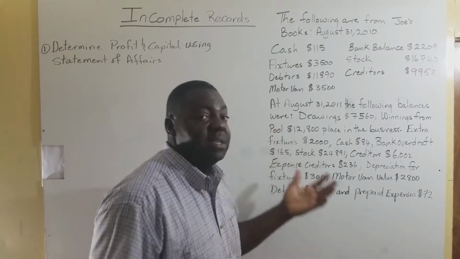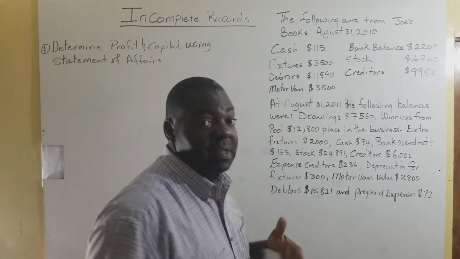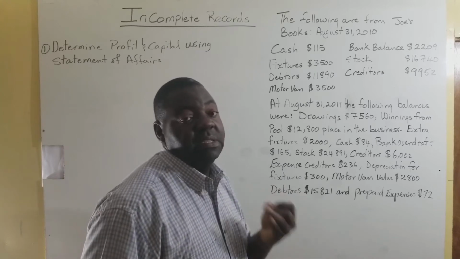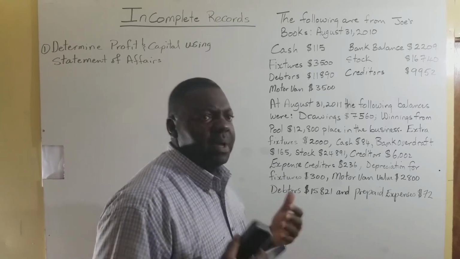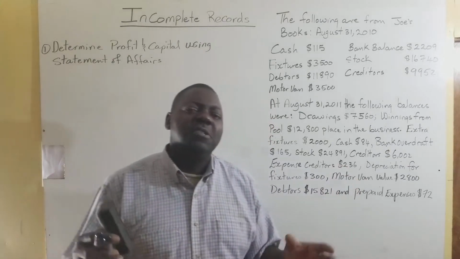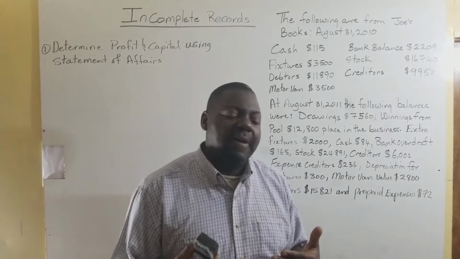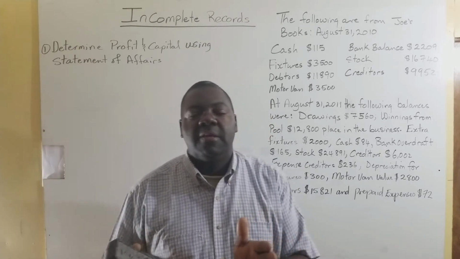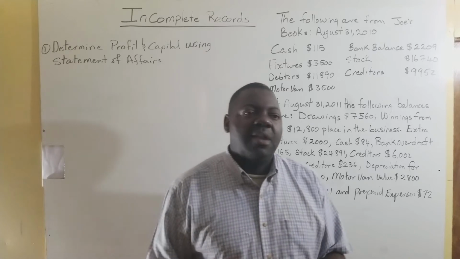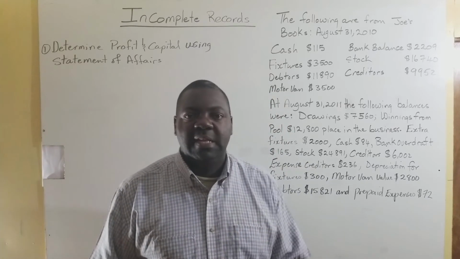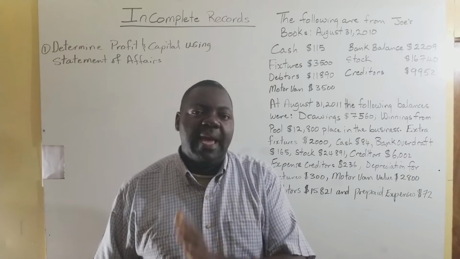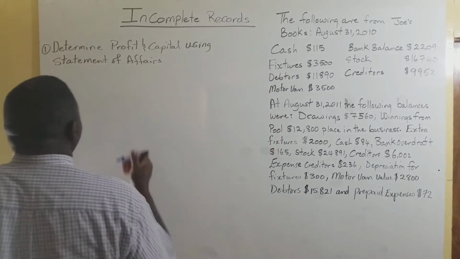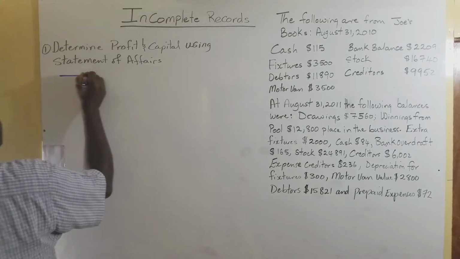So he has presented us this data to use to determine his profit and also his capital. The concept is that when we are preparing the capital, we normally use the assets at start and the liabilities at start, and we apply the accounting equation, assets minus liabilities, to give you the capital. All right, shall we proceed on the matter now? So we're going to do the first statement of affairs.